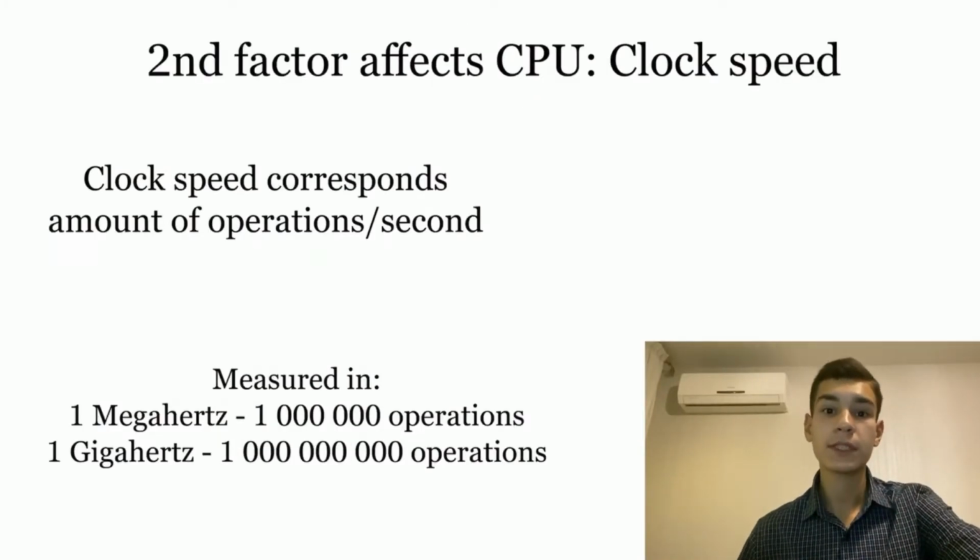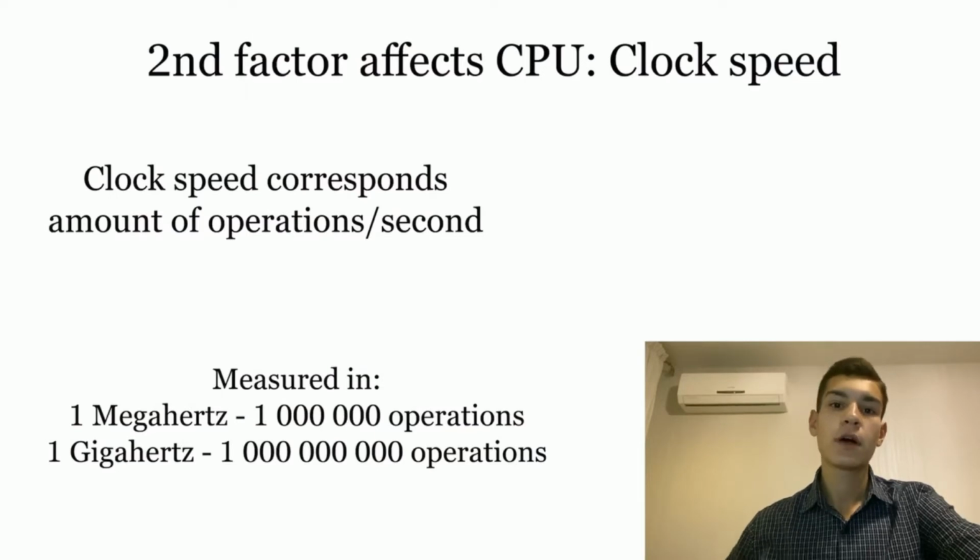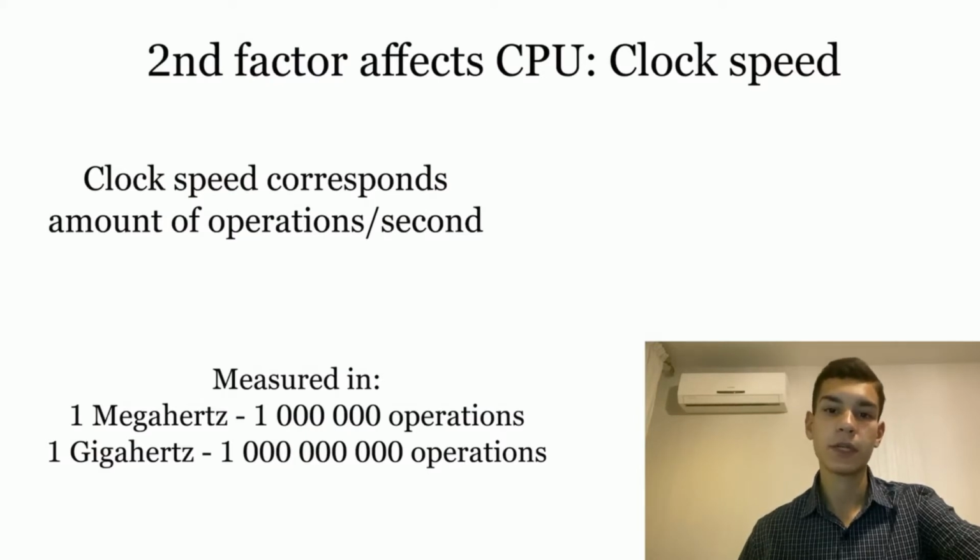Now we move on to the second factor. It is clock speed, which can also be referred to as clock rate. It indicates the number of operations the computer is able to do a second. It can be measured in megahertz or gigahertz. For example, if we have a 2 gigahertz CPU, it means that the CPU is able to do 2 billion operations a second.